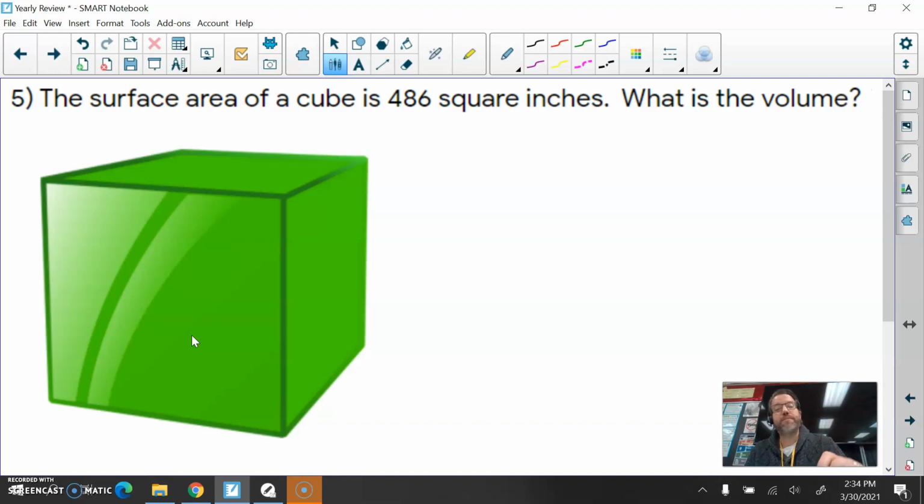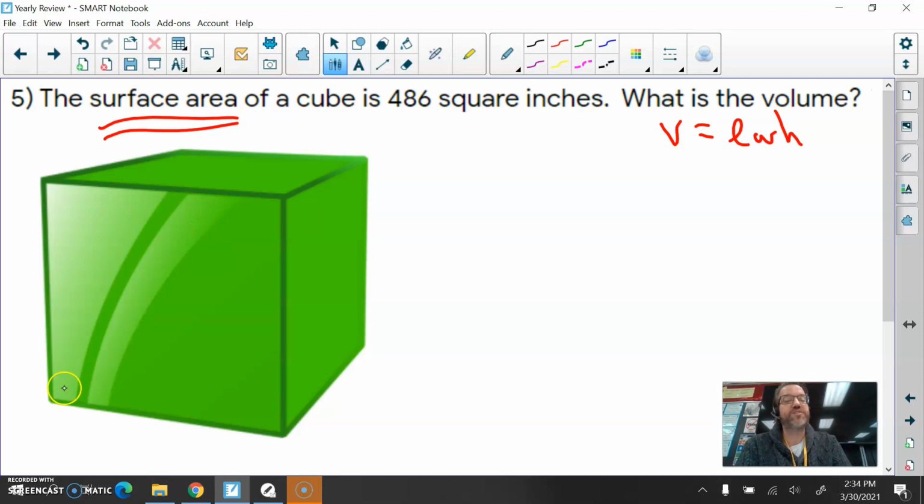What is the volume? You know, you could find the volume of this cube if you took the length times the width times the height, which are all the same. The length, width, and height in the cube are all the dimensions are the same. But all we're given is the surface area of this cube. It's 486 square inches. So all 6 faces combined add up to 486 square inches.